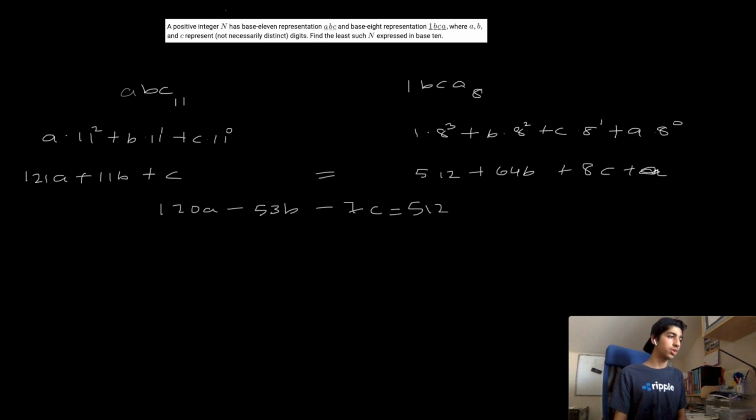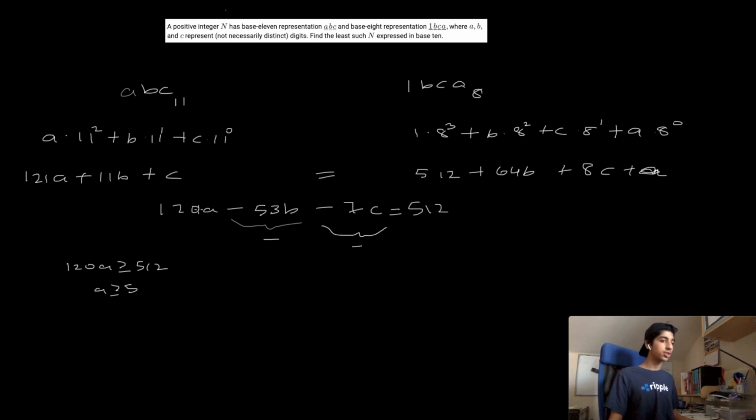This equation is really helpful. We know that A, B, and C have to be integers and greater than or equal to 0. Thus, negative 53B is negative, and negative 7C is also negative. Thus, 120A has to be greater than or equal to 512. Equal to is impossible in this case since 512 does not go evenly into 120, and A has to be an integer. From this inequality, we find that A is greater than or equal to 5.